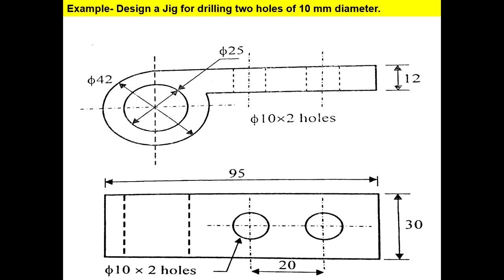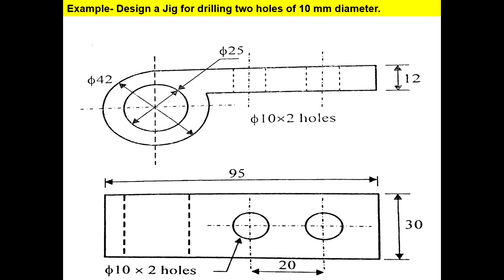So in the previous unit number 5, we have seen the principle of jigs and fixtures, the different locating principles of jigs and fixtures, the different clamping principles of jigs and fixtures, and then different elements of jigs and fixtures. Now for this lecture, let us discuss the design of jig.